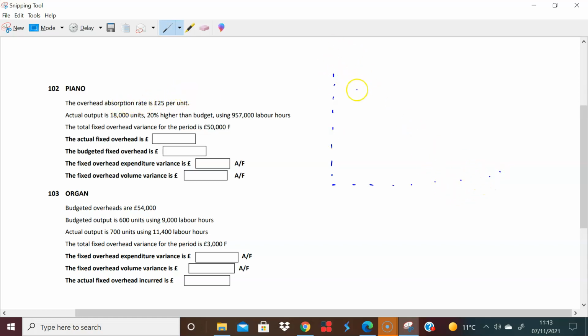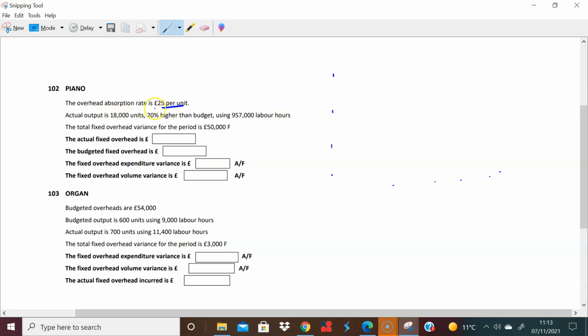I could do it this way, but it doesn't matter. I'll just do it the normal way I've been doing it. You're putting in £25 for every single unit that is produced. So every unit you put in £25. And that's fine. Now, what actually happens here is the actual output.